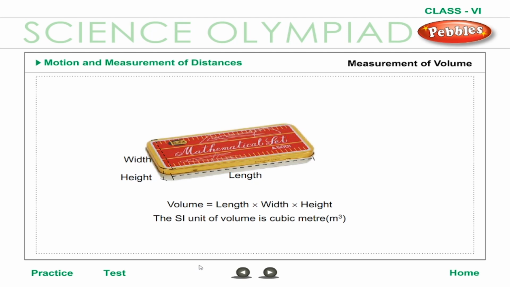The volume of a regular shaped solid can be found by multiplying the length, width and the height. The SI unit of volume is cubic meters, m cubed. The table shown here gives the formula to calculate the volume of regular objects.